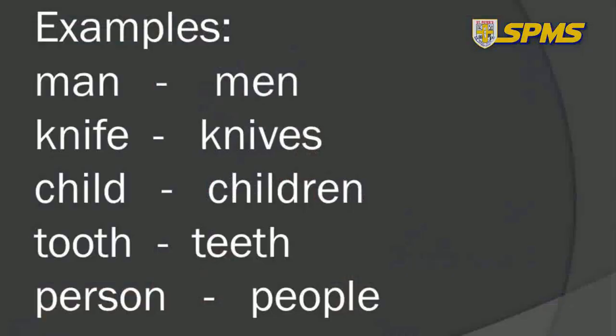So we have man, changing to become what? Men. And then we have knife, changing to become knives. We have child to children, tooth to teeth, person to people. Let's take it again. Man became what? Men. Knife became knives. Child became children. Tooth became teeth. And then person became people.